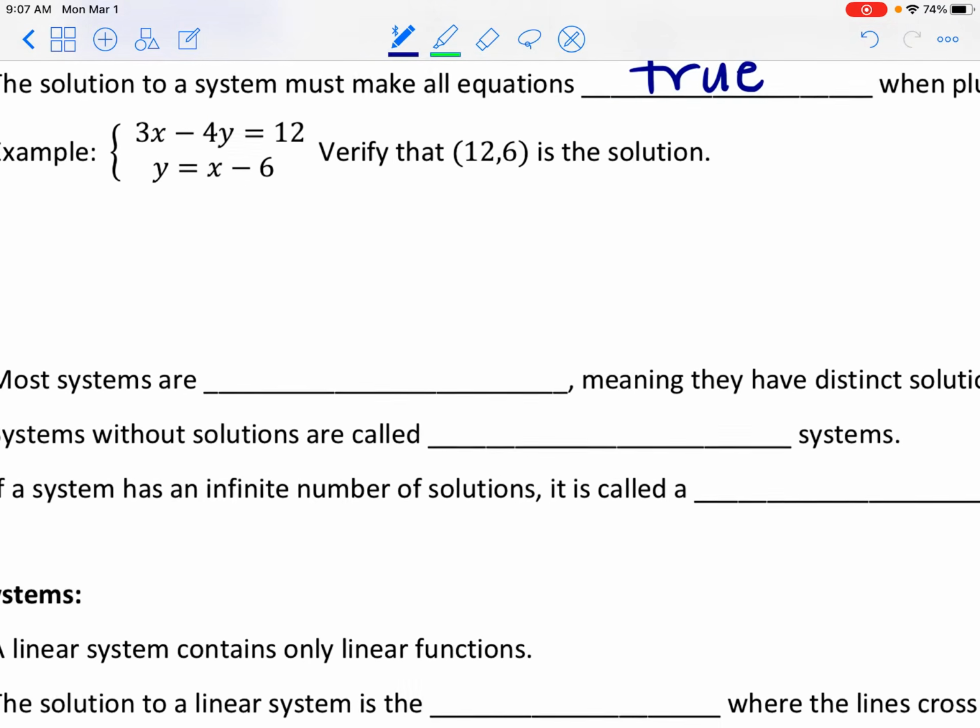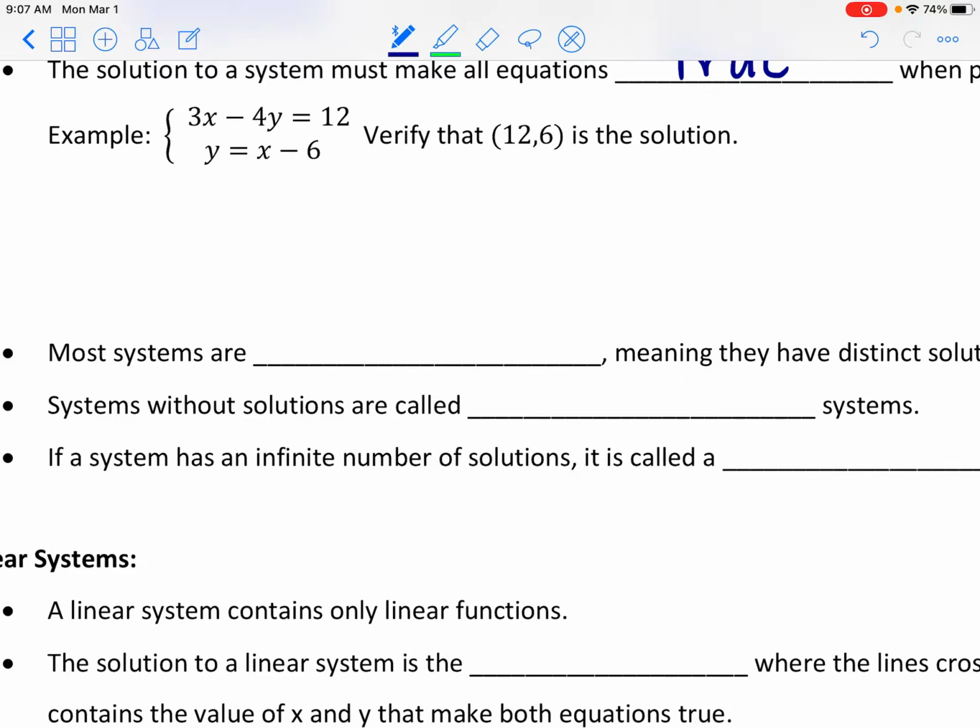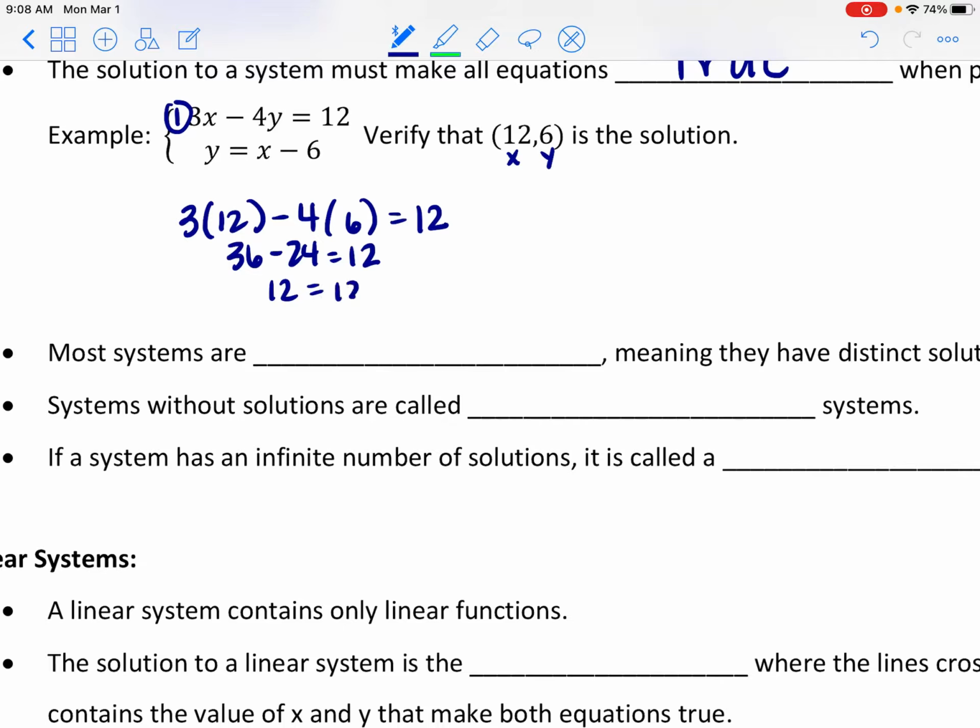So for instance, the system I showed you just a second ago has a solution at (12, 6), and we could verify this by plugging into both equations. So we're going to plug the 12 in for x, we're going to plug the 6 into y. Let's go with this first one. 3 times x, which is 12, minus 4 times y, which is 6, should equal 12 if this is the correct solution. So that's 36 minus 24, and that does in fact equal 12, so that's good. And that's the first one here.